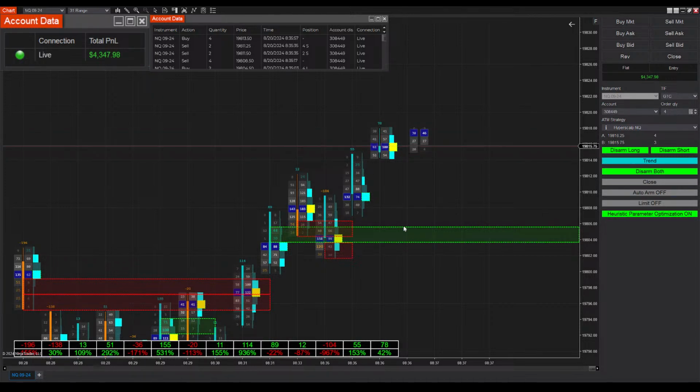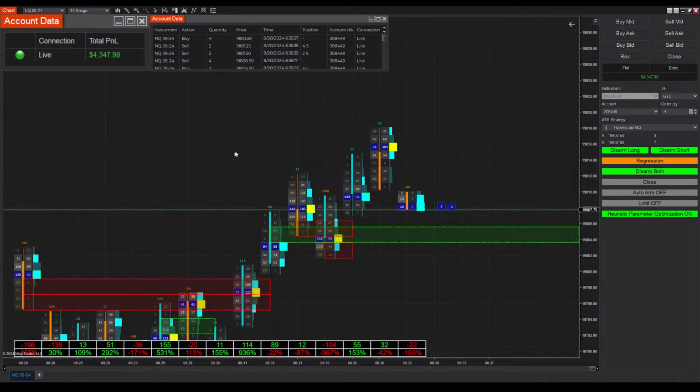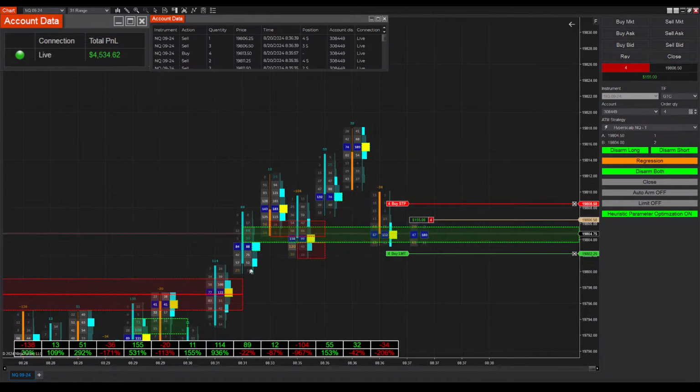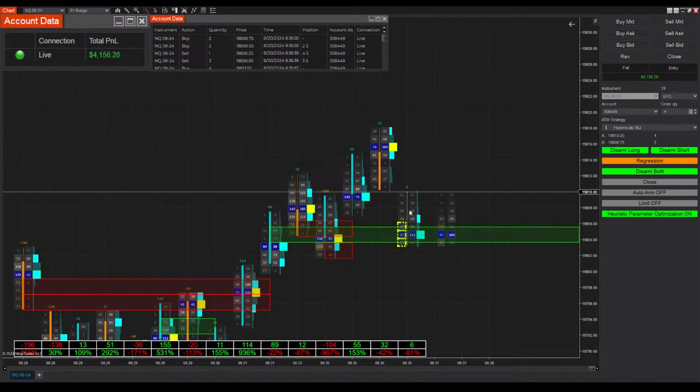Swapping into trend here. And back into regression. Got filled into a short position here. It hit our automatic stop chase, or our automatic break even, and then the stop chase was hit. Back down to 4,100.